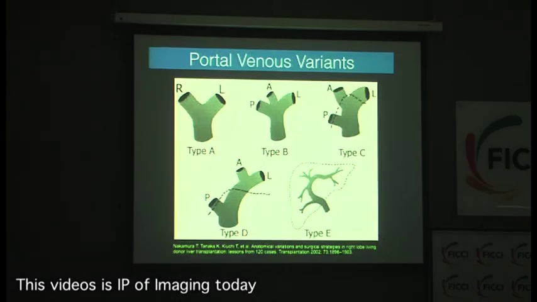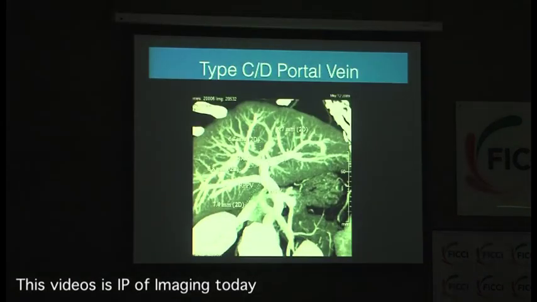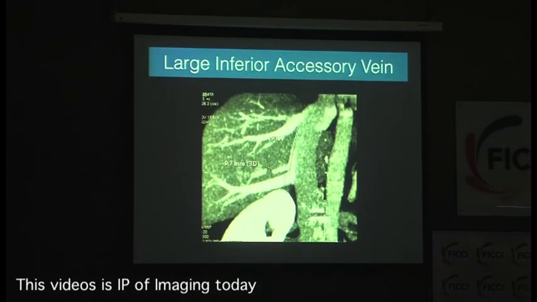Portal venous variants, this is the Nakamura classification. This is a type C, type D portal vein. Type C is extrahepatic bifurcation, type D is intrahepatic. I'm not going to go into that. Inferior accessory veins are something that you should tell the surgeon about. They kind of get surprised if they're doing a hepatectomy and there is something which is not coming off the liver. It's always good to tell them.